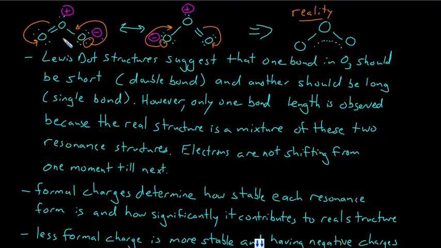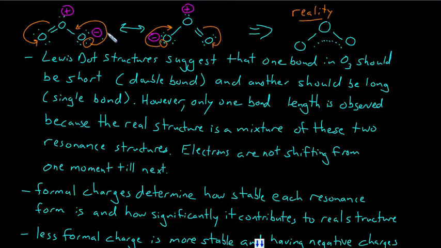But actually, when we study ozone, we observe only one bond length between the oxygen atoms. And the bond length is partway between what you would expect for having a double bond and a single bond. This is due to the fact that ozone has two important resonance structures. And these two resonance structures contribute to reality, where the double bond is not on the left side or the right side, but that second bond is actually shared equally around the molecule.